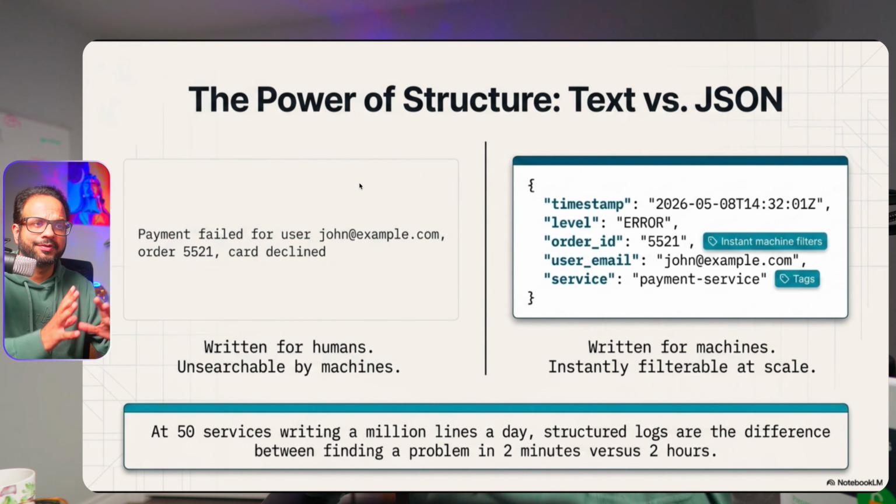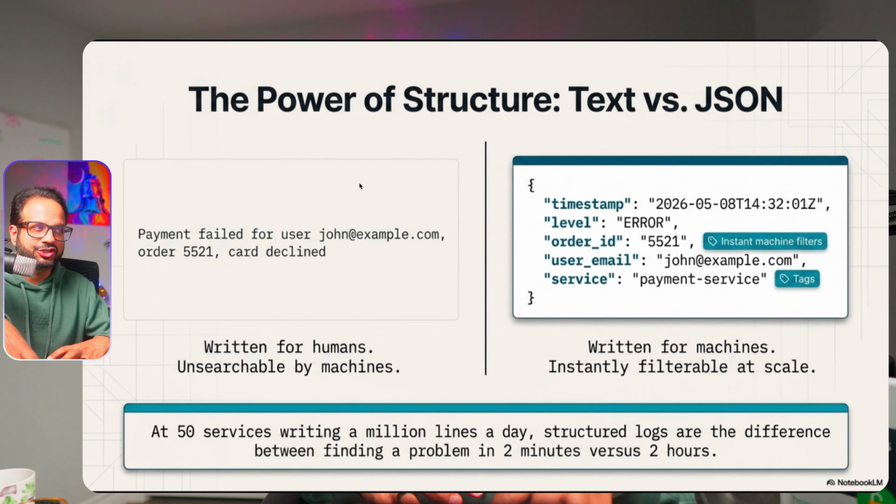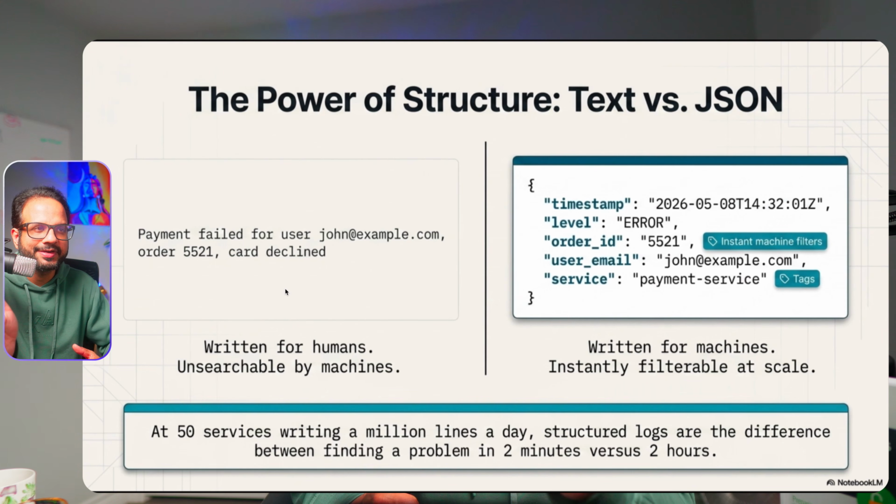Then there are two types of logs: structured logs and unstructured logs. An unstructured log is the one on the left side, which is a text message, like: payment failed for user John, order 5521, card declined. It is good for human readability, but it is hard for a machine to search because it does not have a predefined format, and it is not easy to parse by machines, by API calls, or by different monitoring and alerting tools.